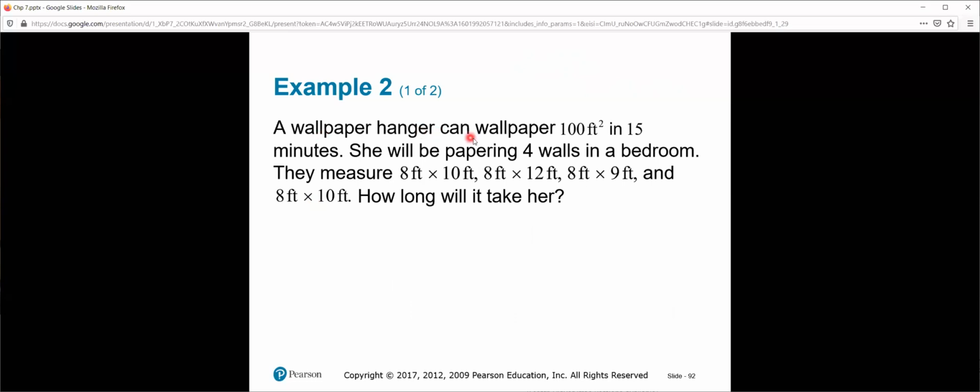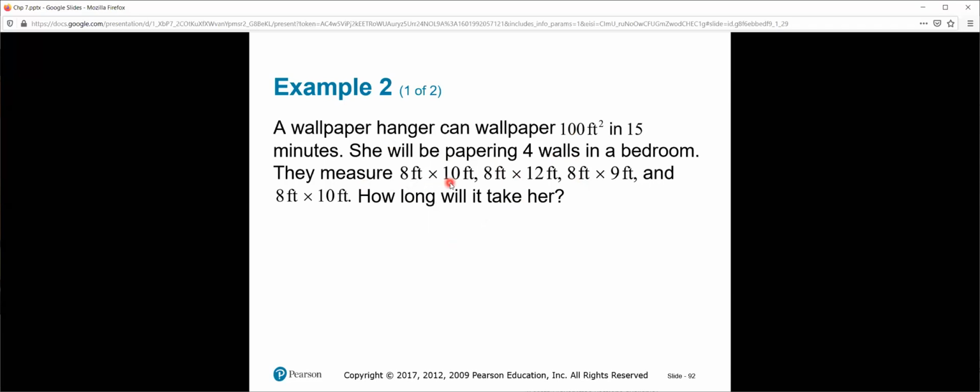A wallpaper hanger can wallpaper 100 square feet in 15 minutes. She would be papering 4 walls in a bedroom that measure 8 by 10, 8 by 12, 8 by 9, 8 by 10. How long will it take her? Ooh, that sounds like a lot, right? But think, what is wallpapering ability? Well, that's perimeter, right? So she can wallpaper 100 square feet.